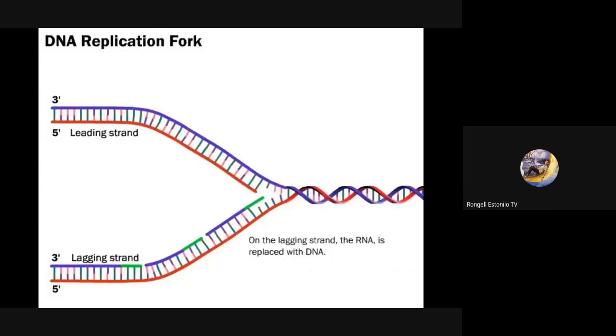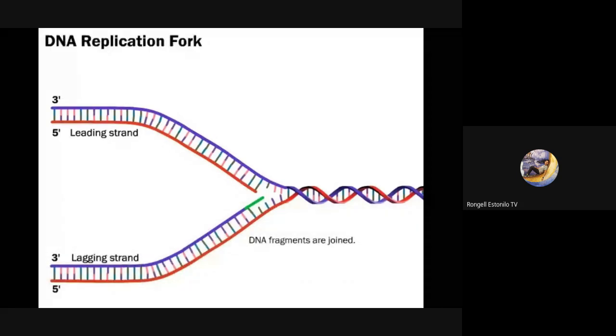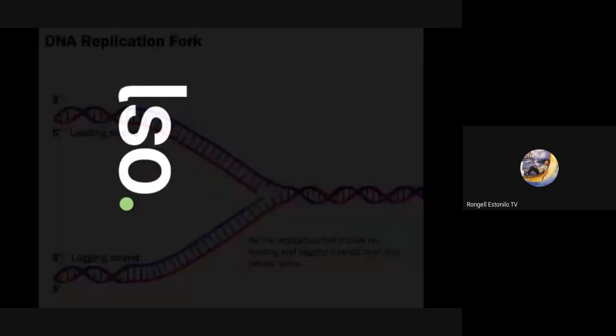On the lagging strand, the RNA is replaced with DNA. DNA fragments are joined. As the replication fork moves on, leading and lagging strands twist into helical forms.